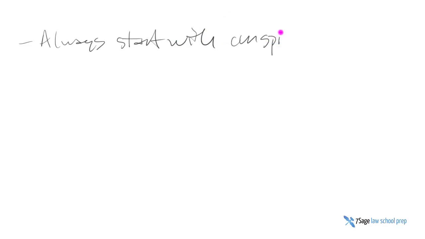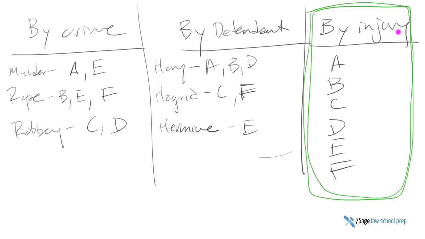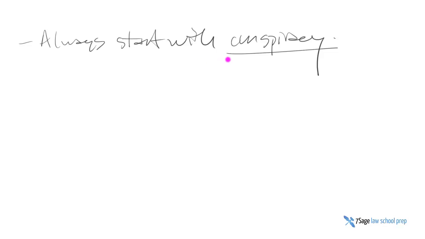One is to remember that with Crim, you always start with conspiracy. So you can still follow the by injury approach, but instead you first look for all the conspiracies and then list all the individual injuries. That'll make your life easier, because if you analyze the conspiracy first, you'll be able to analyze the accessorial liability that arises through the fact pattern as you go.